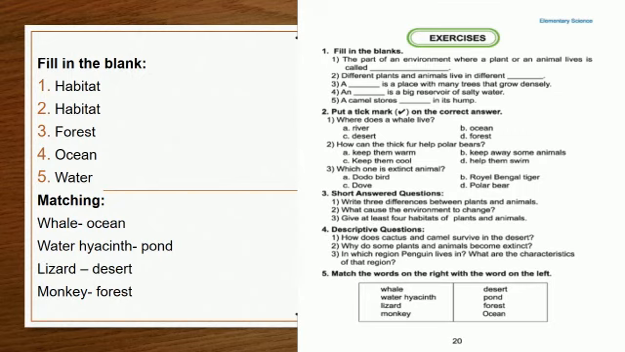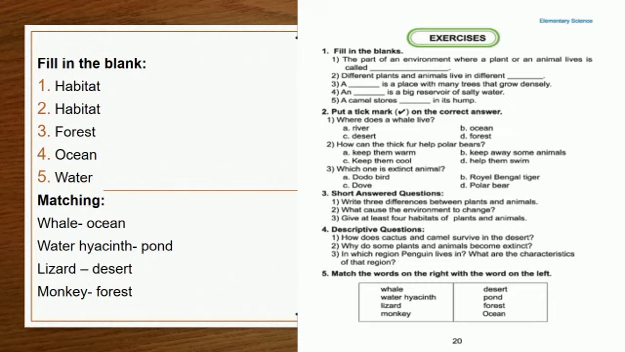Okay, number 4. An ocean. The answer is ocean. An ocean is a big reservoir of salty water. Number 5. A camel stores water in its hump. So camel stores water in its hump. So number 2, which is very easy. Because of that, I just didn't write here. But you can listen to me and just put tick mark on your copy or book.